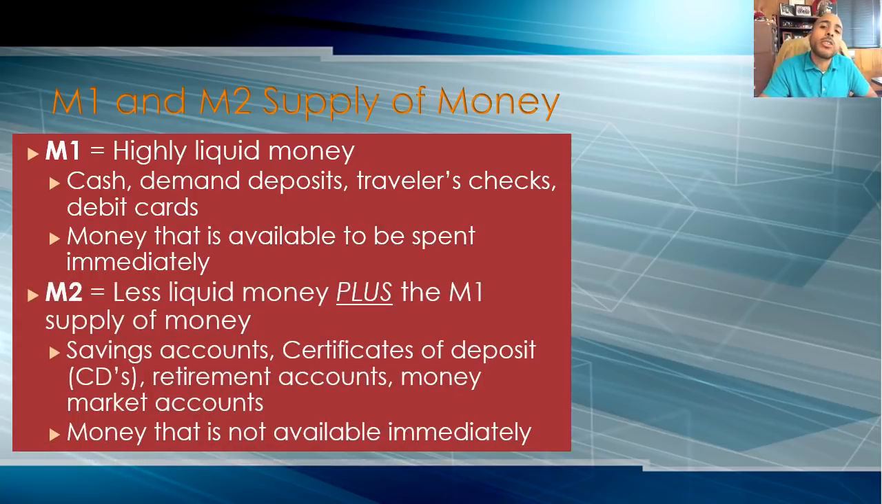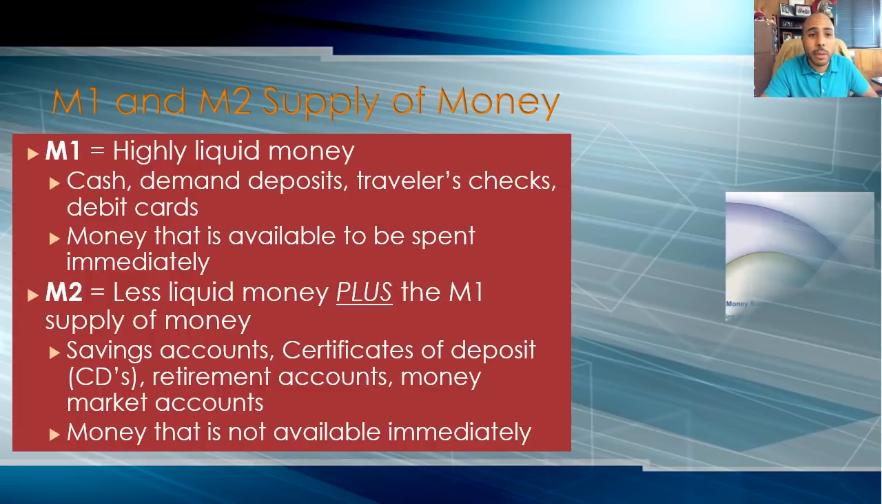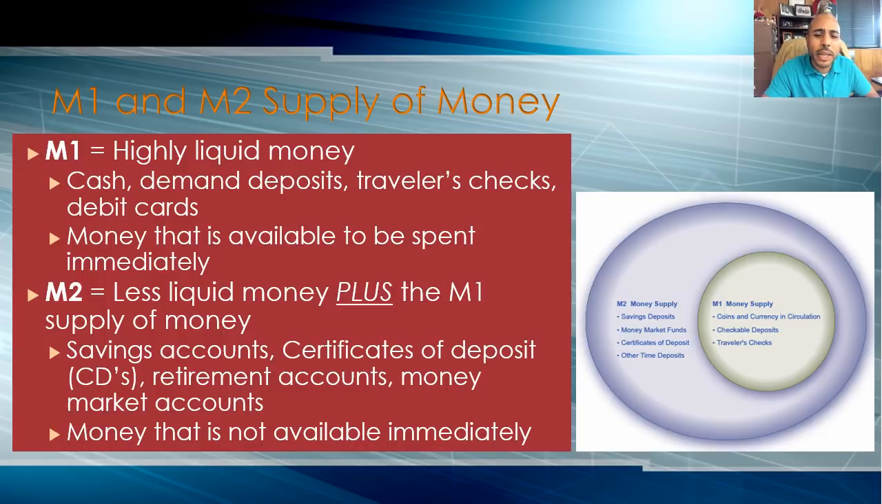Now, there's another supply of money which is called the M2 supply of money. And this is the money that's less liquid. It's the less liquid money plus all of the M1 supply of money. If we were going to imagine it as a graph, it would look something like this. The M2 supply of money is this big grayish blue circle, and it includes the smaller green circle inside. The smaller green circle is the M1 supply of money. So just think that M2 includes all of the not liquid money plus the really liquid money. However, M1 is just the liquid money.